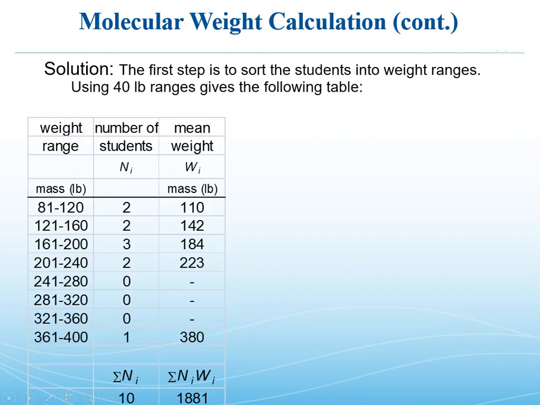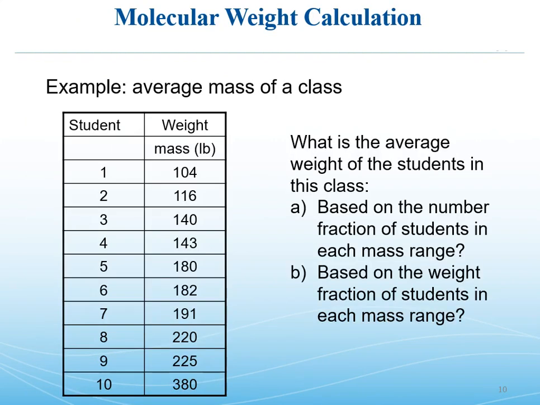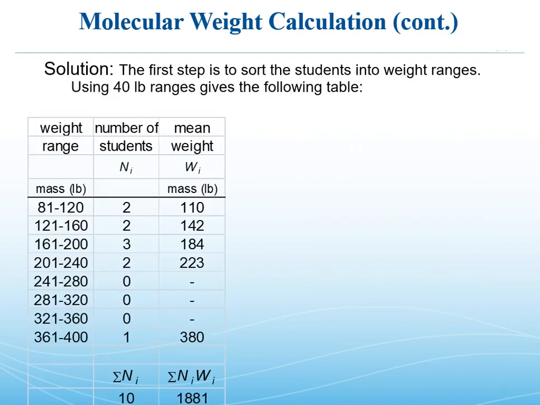So W sub i is the average for n sub i within each range. And again, if you add those up across all of the students, you should end up with the total weight in the class. So we see 1,881. You can add it up on your own at your leisure.